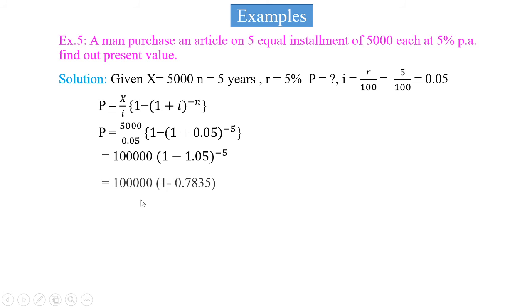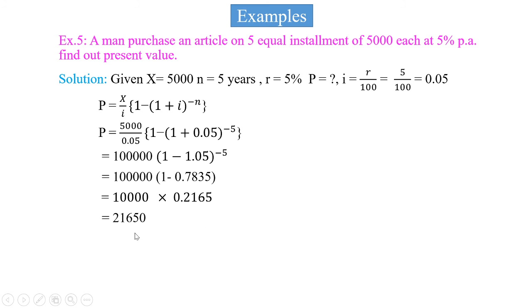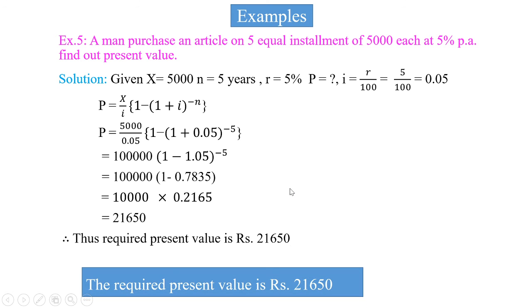After solving this, we get 1 lakh (1 - 0.7835), and we get 1,00,000 into 0.2165. So we get 21,650. Thus the required present value is rupees 21,650.